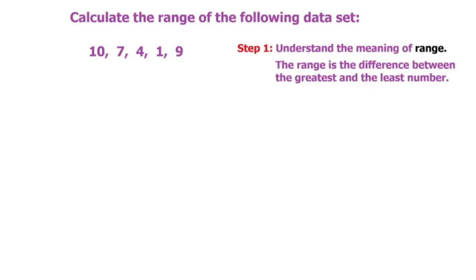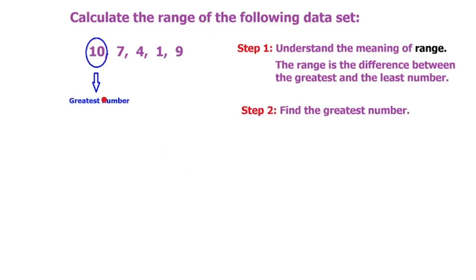So now let's find the greatest number in this data set. If we take a look, we'll see that this is the greatest number. 10 is the greatest number out of all these. Now let's find the least number. The least number is 1.